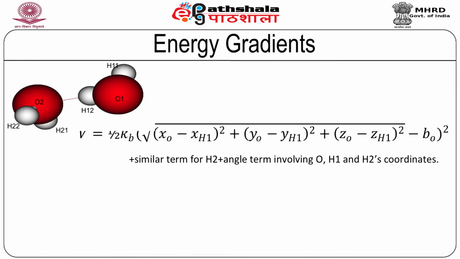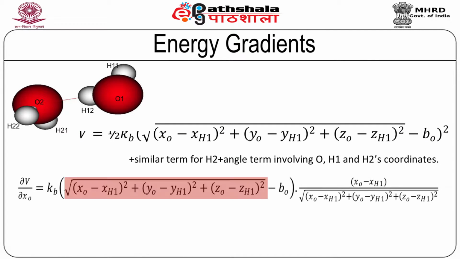So this is not a complicated equation. We can simply differentiate with respect to x of the first oxygen atom in this way. That means this is the distance between the first oxygen and first hydrogen, minus b0, which is a constant, we have Kb, the force constant, as a constant, and then divided by the square root of the distance, and then x0 minus xH1. Similarly, if we differentiate with respect to y, we will get y0 minus yH1. And similarly z0 minus zH1.